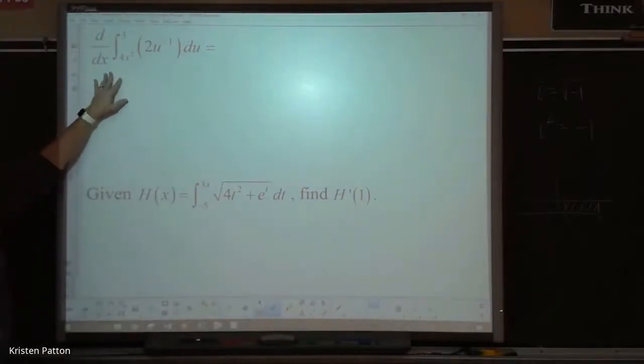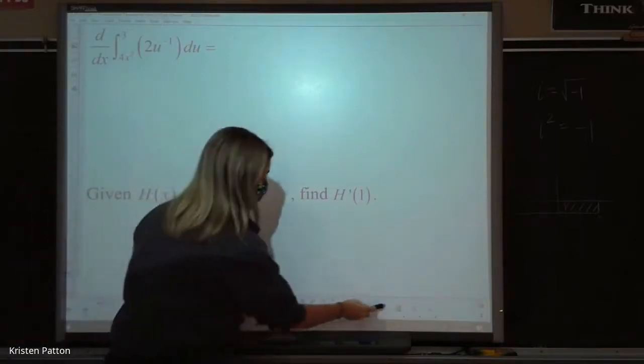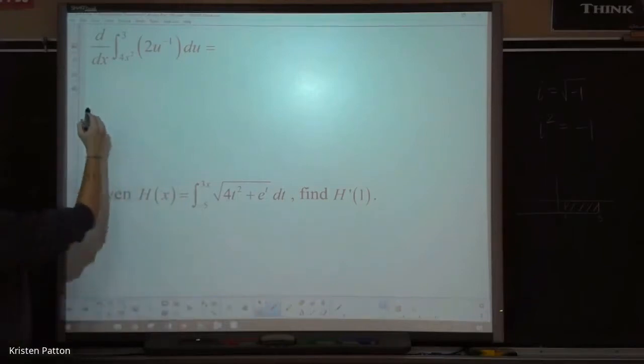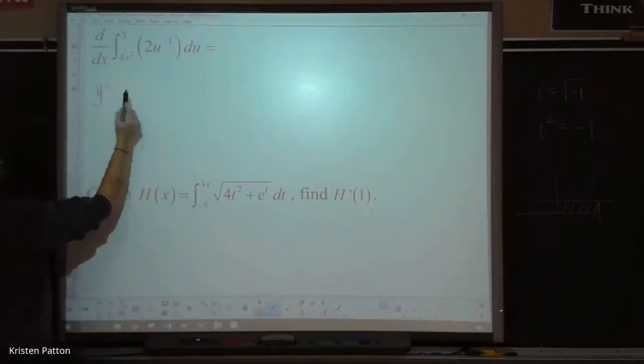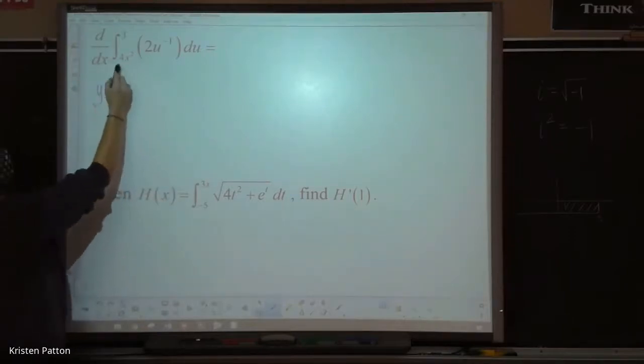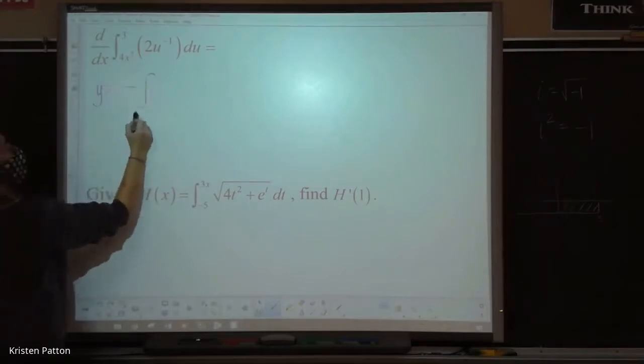Start with this one. d dx, take the derivative of the integral from 4x squared to 3, and my function is 2u to the negative 1 du. Well, I think we see a couple things. If you don't like the negative exponent, then deal with that and rewrite it, and that's up to you. Basically, they're saying the function is the integral from 4x squared to 3. I'm going to flip that. So I threw a negative out in front.